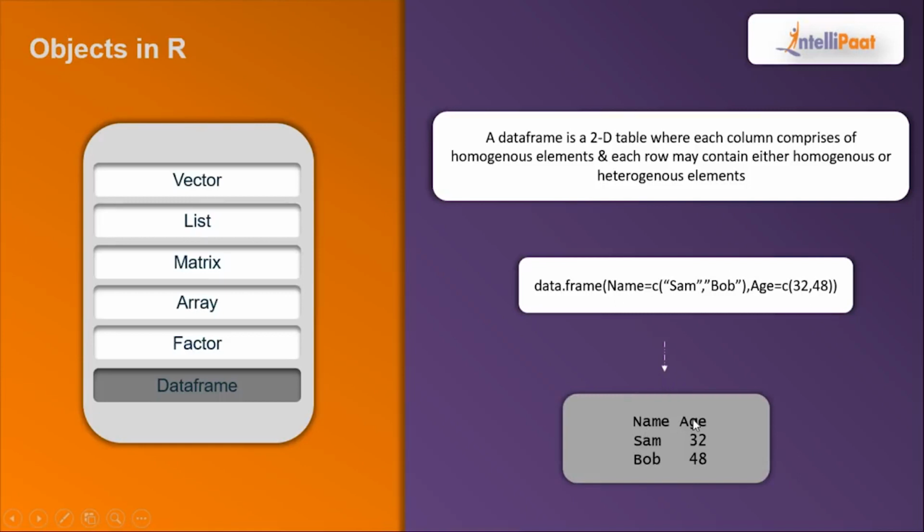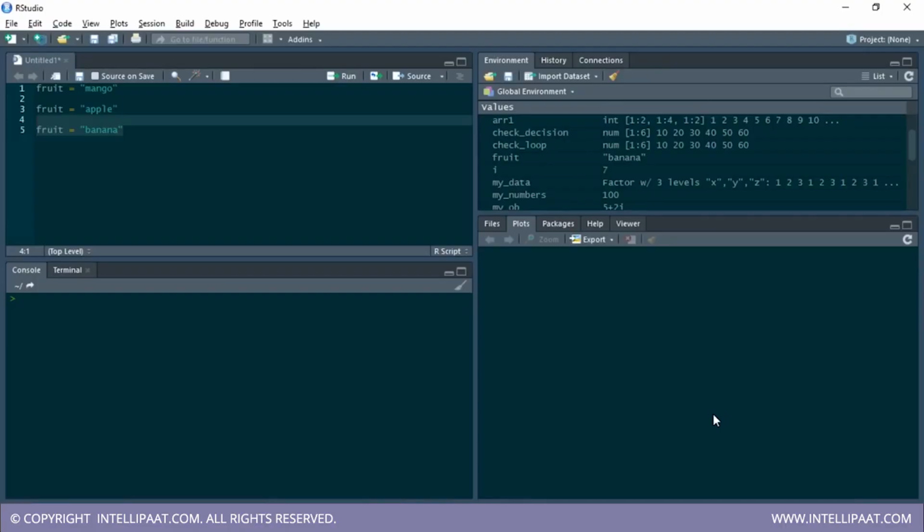So we have 2 columns. The first column is name, the second column is age, and the values under name are Sam and Bob, and the values under age are 32 and 48, right? So now let's go to R and create a data frame by ourselves.